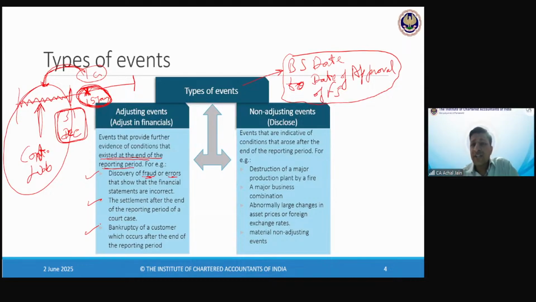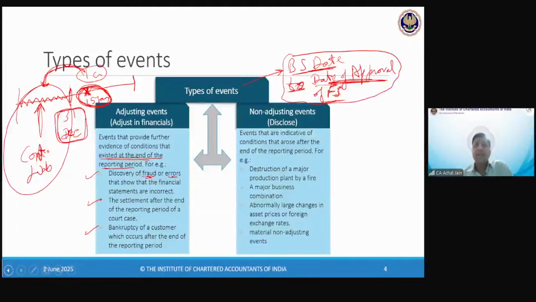Now, as regards non-adjusting events. What are these non-adjusting events? So let's try to understand non-adjusting events. Once again, these are the events which would occur after the balance sheet date up to the date financial statements are authorized for issue. So please remember, our period for consideration of events, whether that is adjusting or non-adjusting, is same. So now what is the difference in case of non-adjusting events? Difference is very simple.